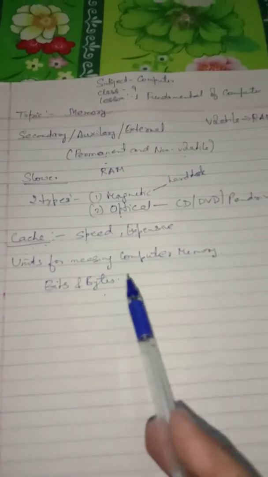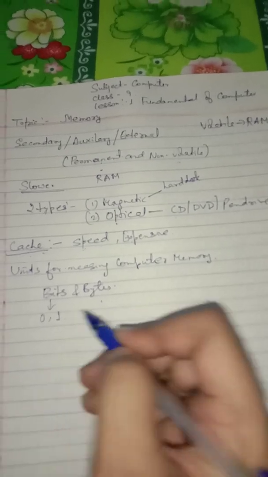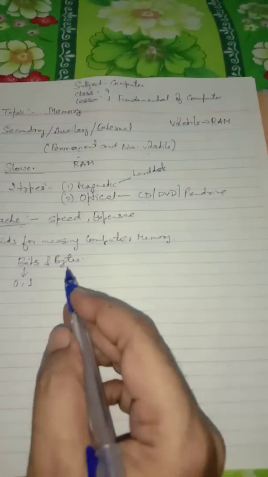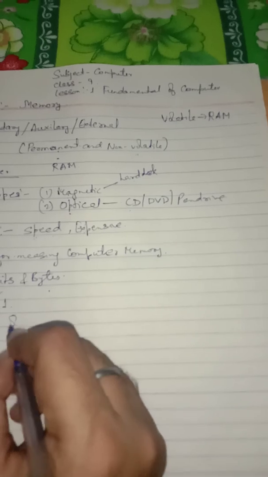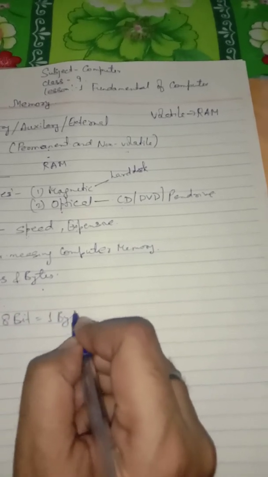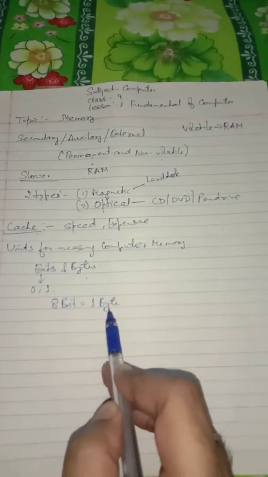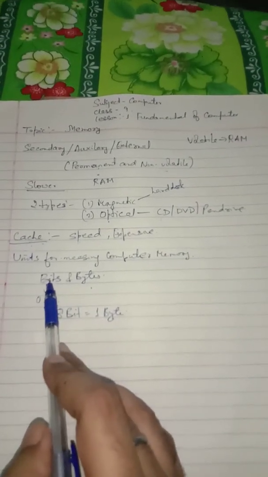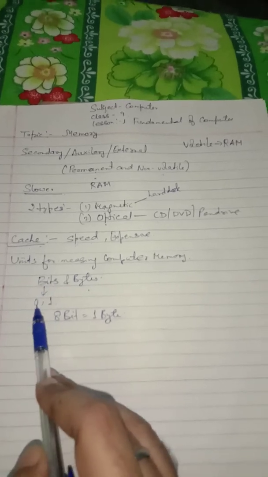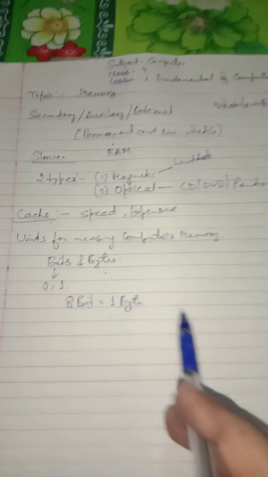A bit is a single binary digit, 0 or 1. And what is byte? So 8 bits make 1 byte. Remember, 8 bits make 1 byte. So bit is the smallest unit for storing the data, 0 or 1, and a combination of 8 bits makes 1 byte.